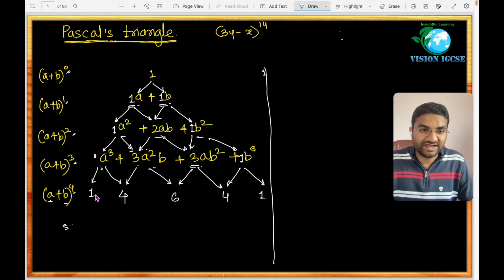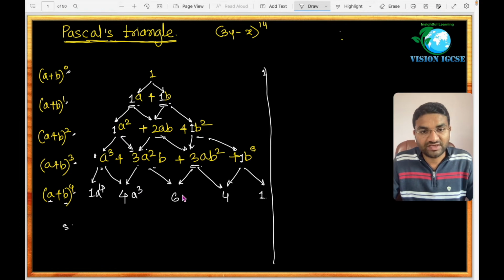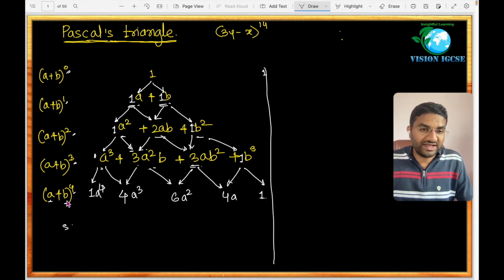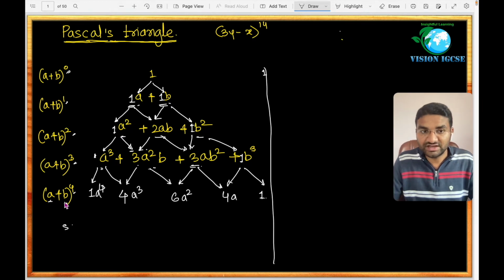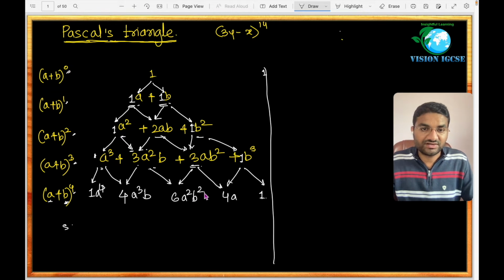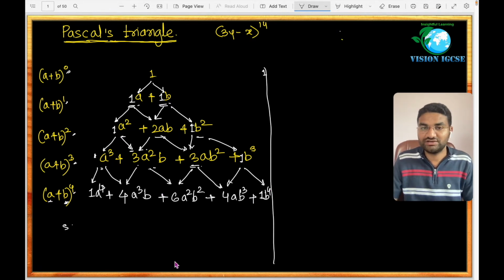Then a raised to 4, then a cube, a square, then a. Next, write the increasing order of the second term: b, then b square, then b cube, and b raised to 4. Put an addition sign in between, that's it. This is the expansion.